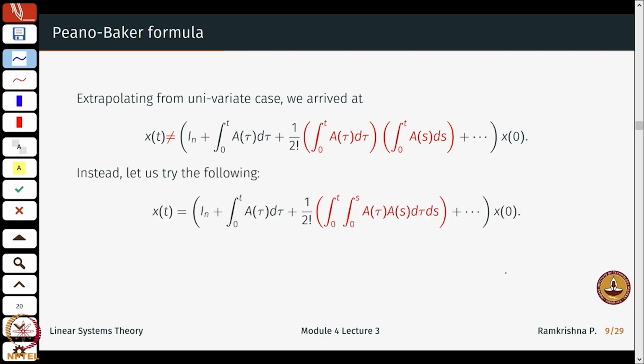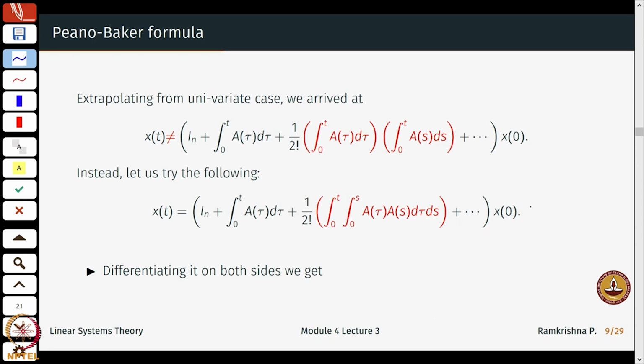From the univariate case, this is what we tried doing, and this actually does not work. So, instead, let me try something like this: x of t has the identity, which remains the same, and then I have a double integral, and then I can expand this to have triple integrals and so on. And let me see if I can verify this.